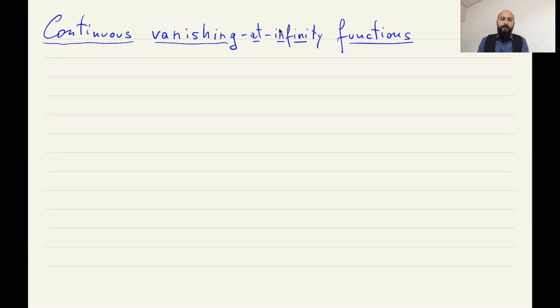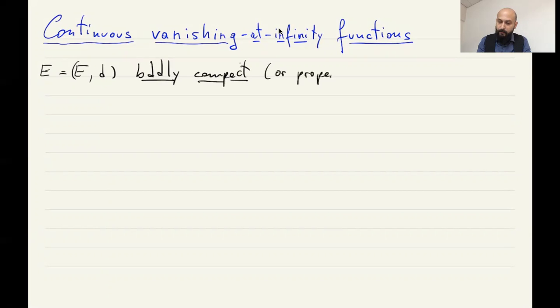So the function space that we are going to consider are those functions on a proper metric space that are continuous and tend to 0 when they go to infinity. Okay, I will make precise the definition. So let E be a set with a distance, a boundedly compact, also called proper, metric space.